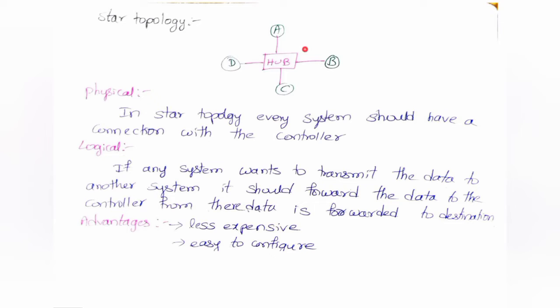So everything must be transmitted to the hub. Here the hub will act as the heart of the star topology, so it will act as a controller. The advantages are, it is less expensive compared to the remaining topologies and it is easy to configure.